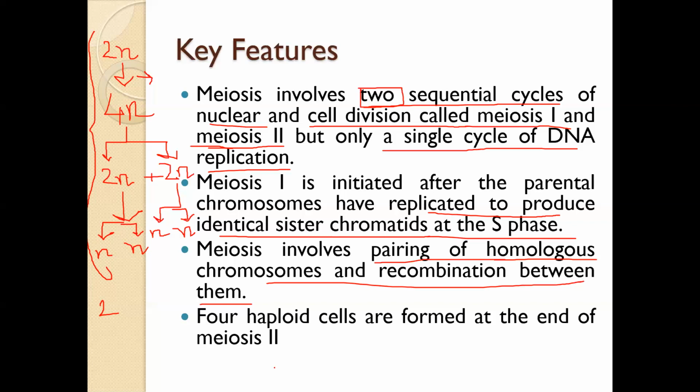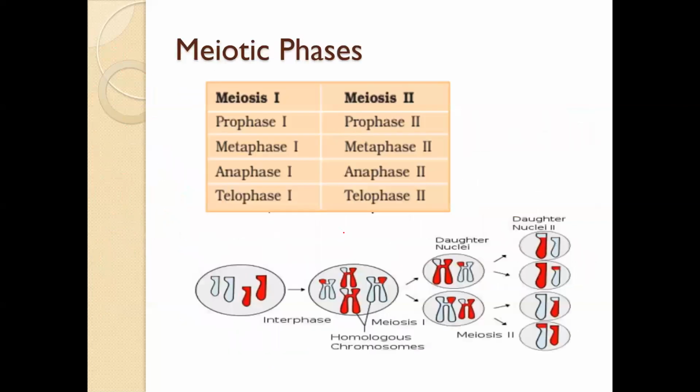So, four haploid cells are formed ultimately at the end of the meiosis 2 cycle. So, these are the different meiotic phases. Meiosis 1 consists of prophase 1, metaphase 1, anaphase 1, and telophase 1. Accordingly, meiosis 2 is also composed of prophase 2, metaphase 2, anaphase 2, and telophase 2.